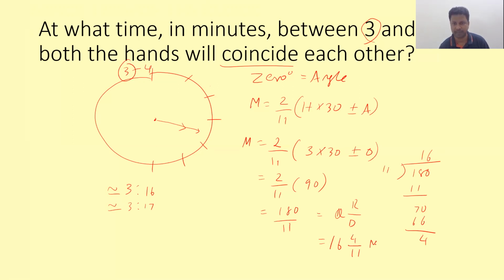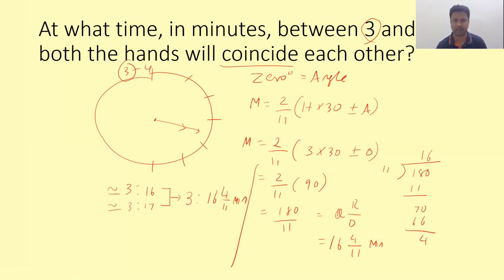So actually this is the minutes. What I said was approximately 3 hours 16 minutes, but exactly it is 3 hours 16 and 4 by 11 minutes. It will make a 0 degree, it will coincide with each other. So we got the exact time at which the hands of the clock will coincide between 3 and 4 o'clock: 3 hours 16 and 4 by 11 minutes. We will do one more question.